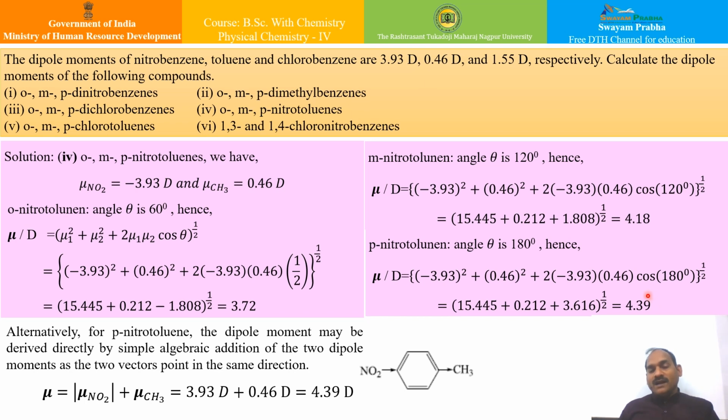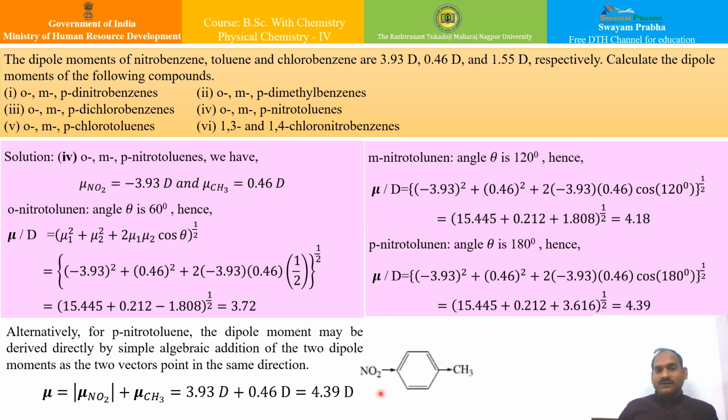Alternatively, how we can find the dipole moment of paranitrotoluene in such a case is that the dipole moment can be derived directly by the simple algebraic addition of the two dipole moments, as the two vectors point in the same direction. Therefore the total dipole moment in such a case will be the dipole moment of the nitro group plus the methyl group. So it will be 3.93 plus 0.46 D, that will be 4.39 D. So this way we can calculate.